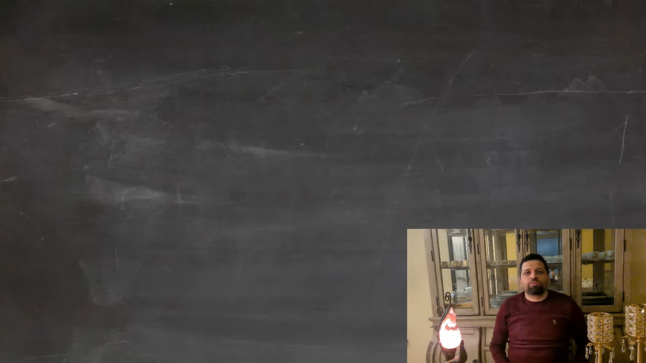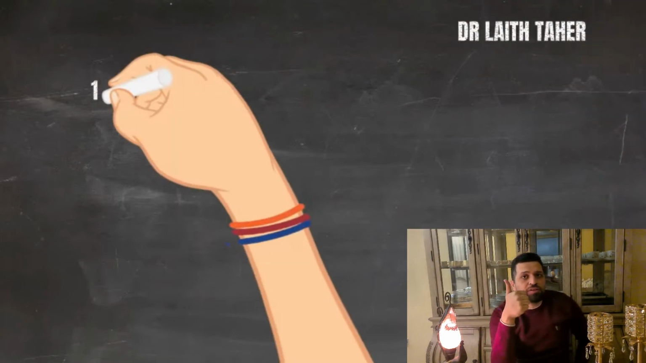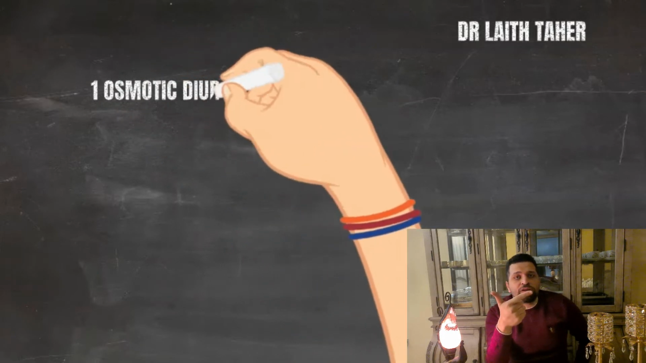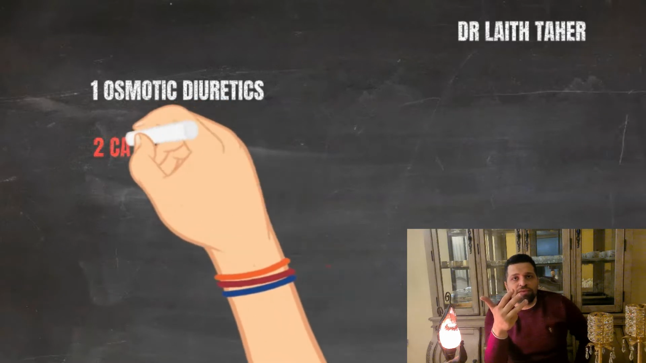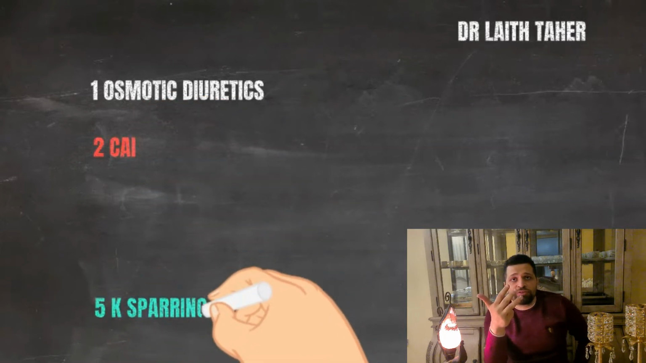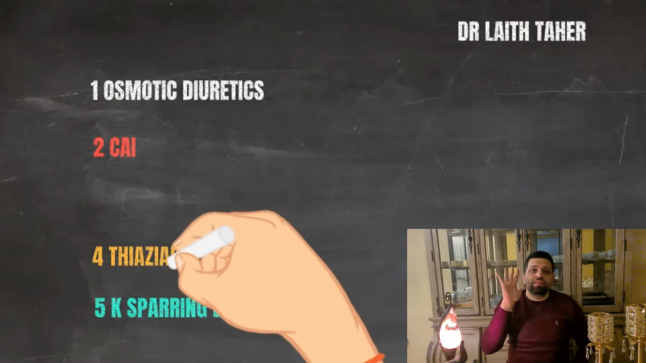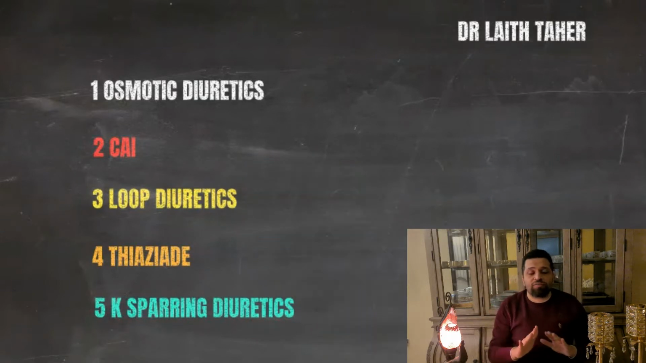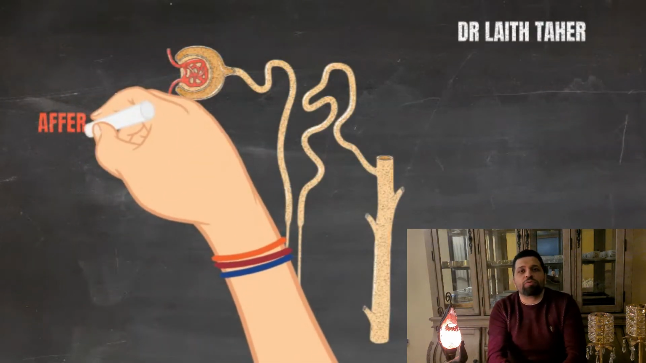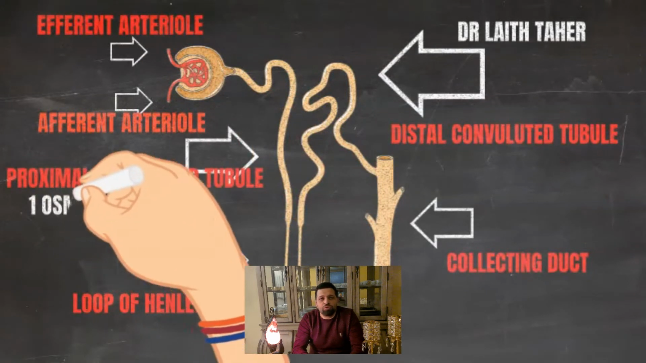Today, I want you to remember 5 families of diuretics: the osmotic diuretics, the carbonic anhydrase diuretics, the loop diuretics, the thiazide diuretics, and lastly, potassium-sparing diuretics. These are 5 families. In each family, we have multiple members. Now, each of these families works on a certain part of the tubule.